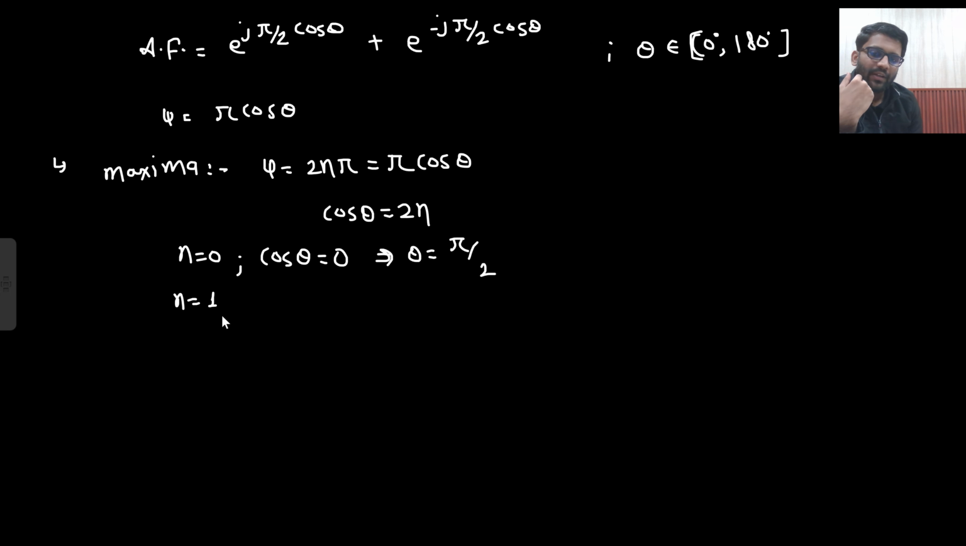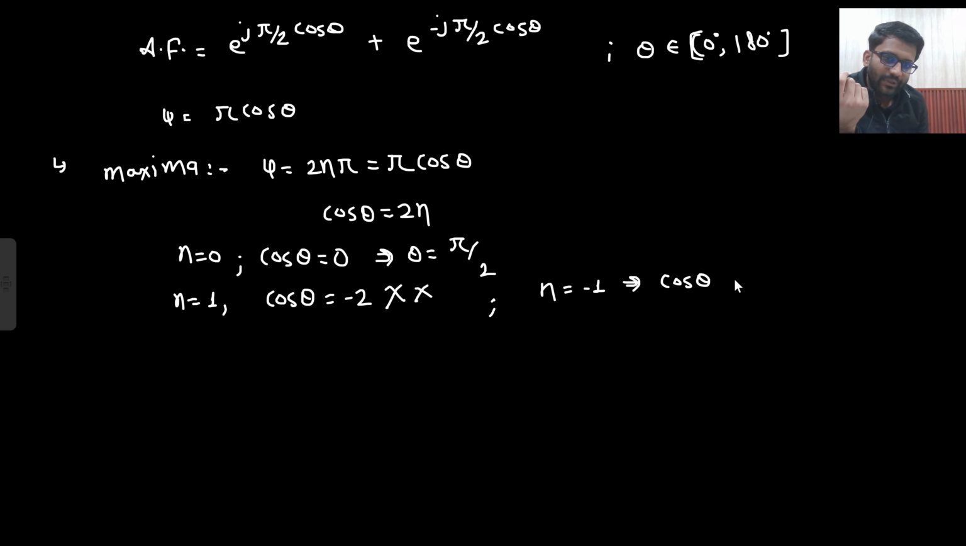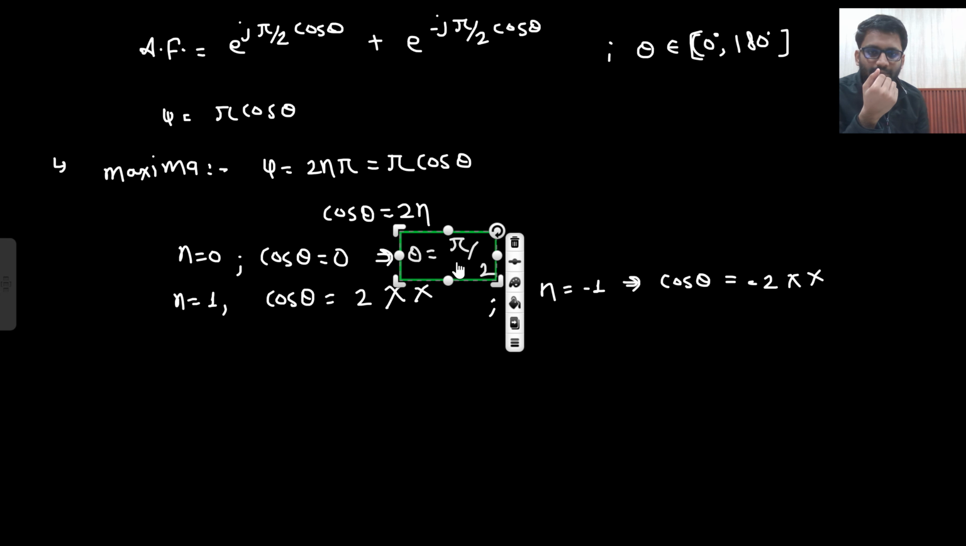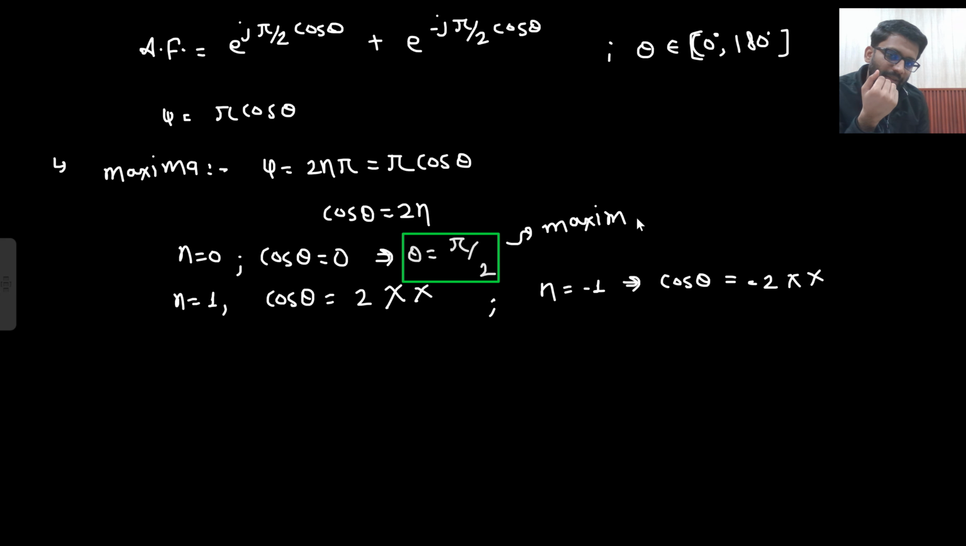If I take n equals 1, what am I getting? Cos theta equals 2, which is not possible because the range of cos theta is from minus 1 to 1. If I put n equals minus 1, then it would be minus 2. This is also not possible. So what is the position of maxima? This is the position of maxima. Here you are getting the maximum.